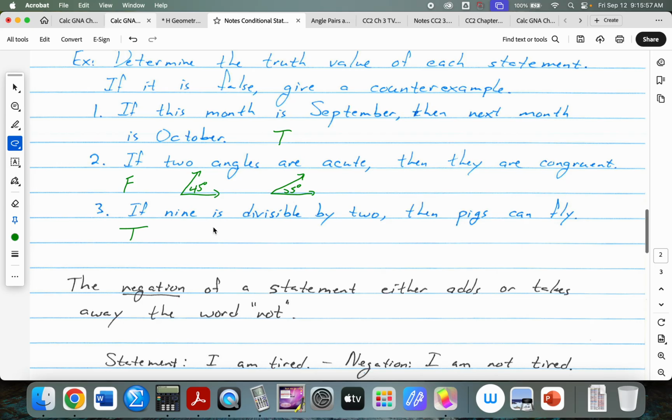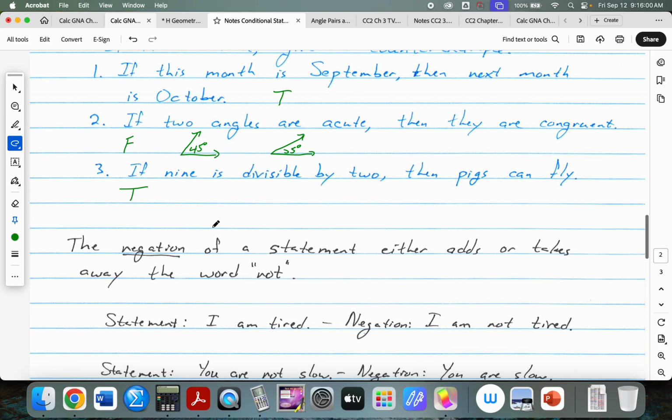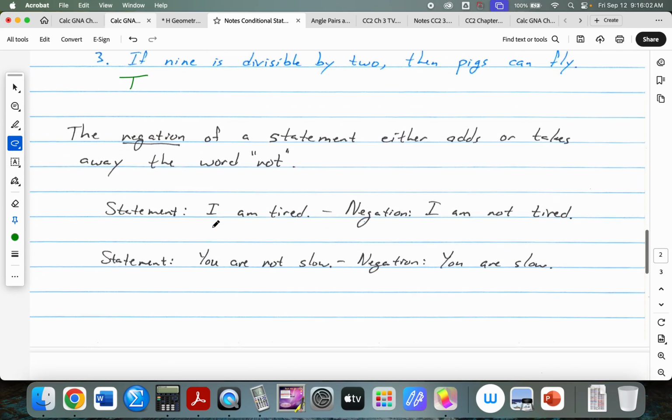Now, some related conditional statements. First, we have to understand the negation of a statement. The negation of a statement either adds or takes away the word not. So, statement, I am tired. The negation is, I am not tired.